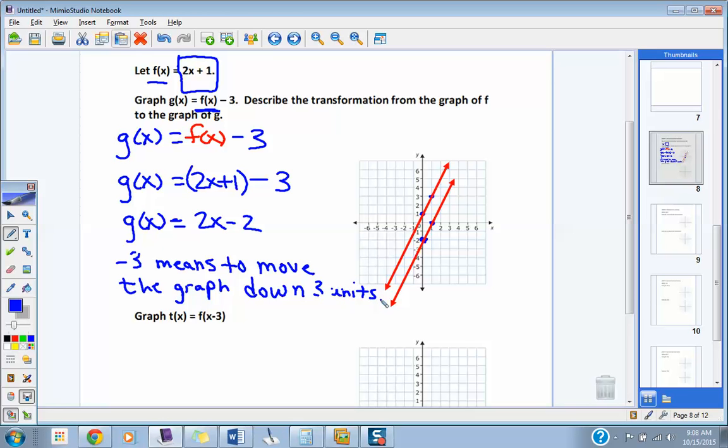A quick question here. Was that minus 3 something that's happening inside of parentheses or outside of parentheses? Outside. Outside parentheses affects outputs. Outputs are a change in a y value. If outputs are a change in a y value, does moving down seem like a reasonable direction to go if it affects y values? It does, doesn't it? Okay. All right.